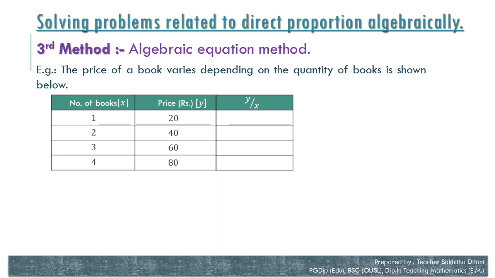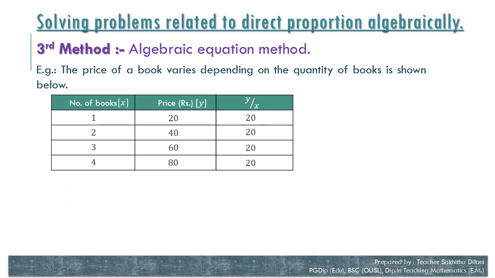The first one, 20 divided by 1, that is 20. In the second row, 40 divided by 2, that is 20. In the third row, 60 divided by 3, that is 20. In the last one also, you can see that when 80 is divided by 4, that is 20. Therefore, when the price is divided by the number of books, the value that is obtained is a constant, that is 20. It is the price of one book.